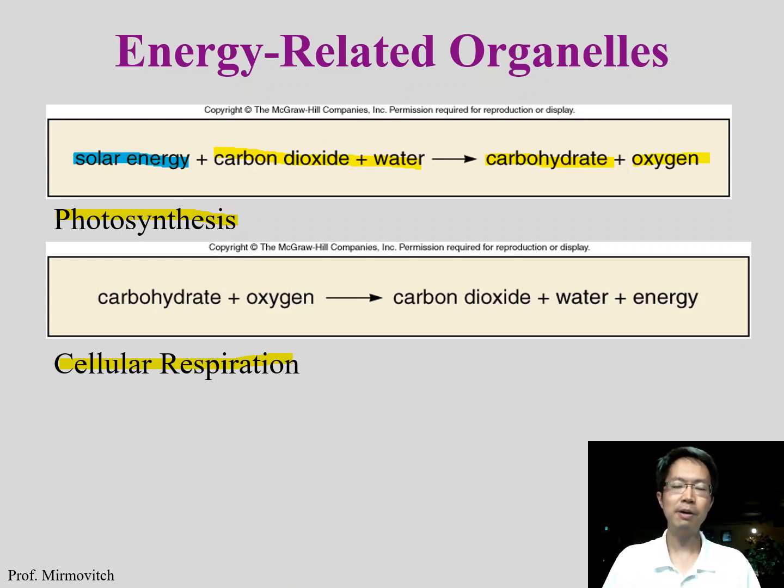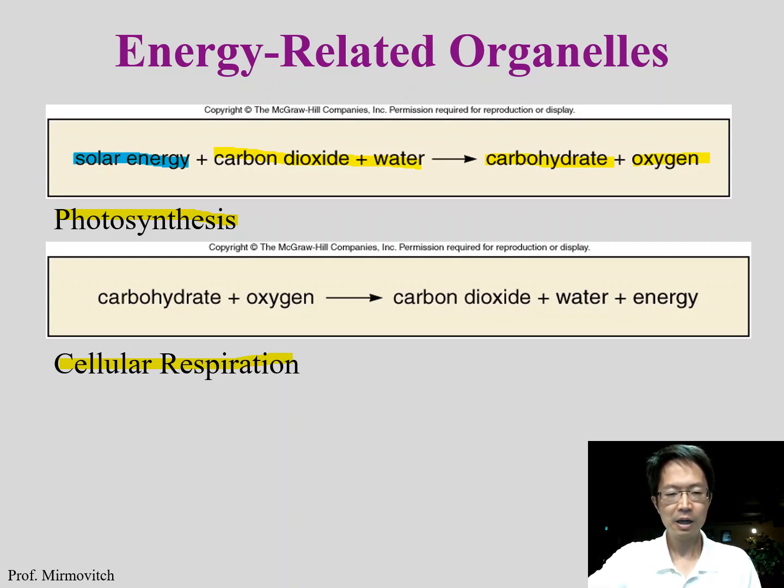So what does the plant do? The plant will absorb sunlight, and it also absorbs carbon dioxide and water. That's why we need to water our plant. And then our plant will make carbohydrate like glucose, and also release oxygen, which is a good thing.